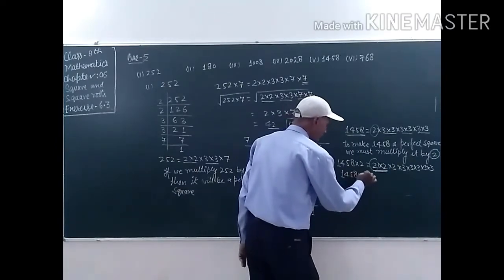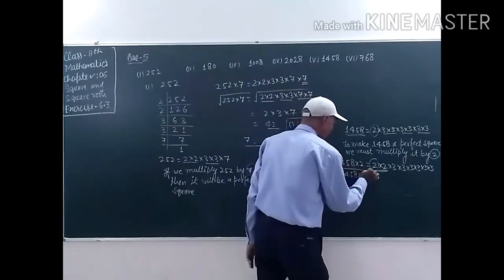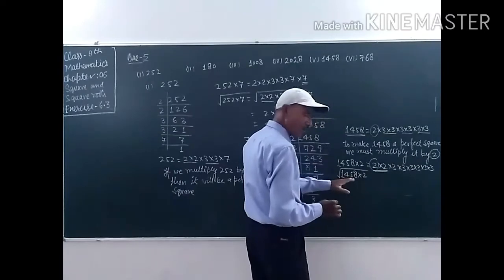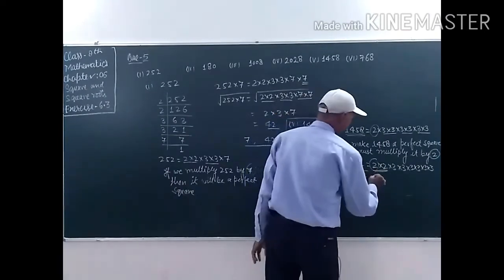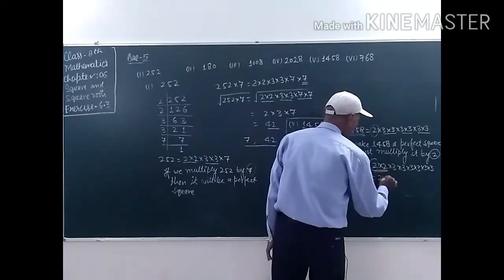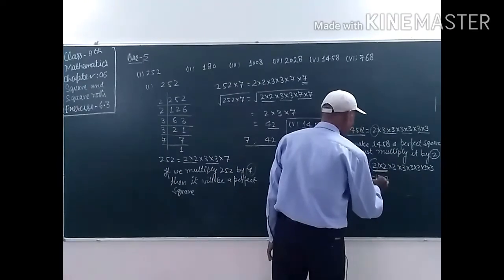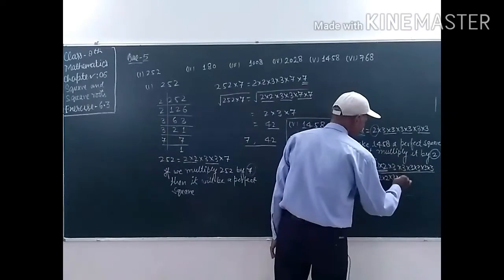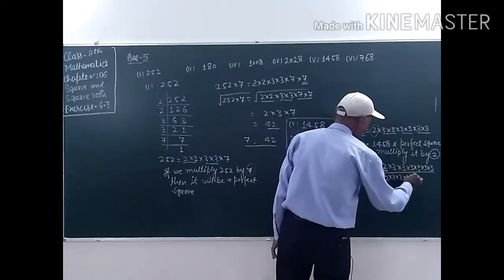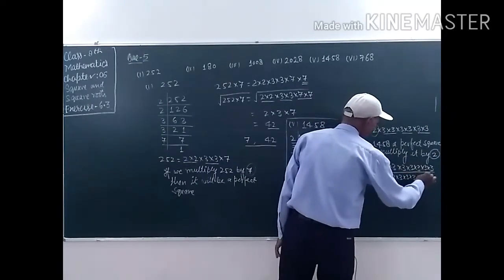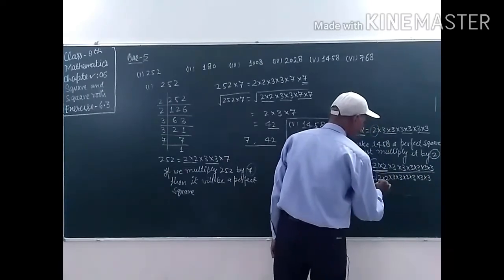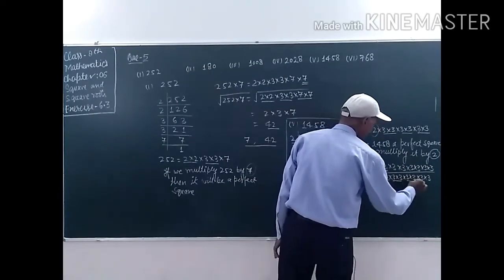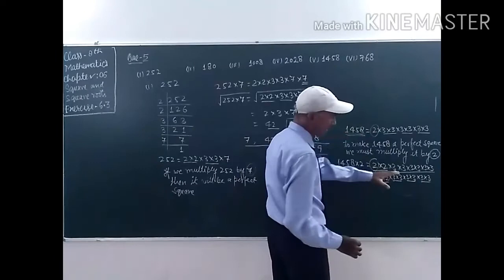that is 1458 into 2, square root of this number, student. We need not find out this number, student. And this one 2 into 2, square root of this 2 into 2 into 3 into 3 into 3 into 3 into 3 into 3. Now we have to make the pairs. This one, pairs are completed.